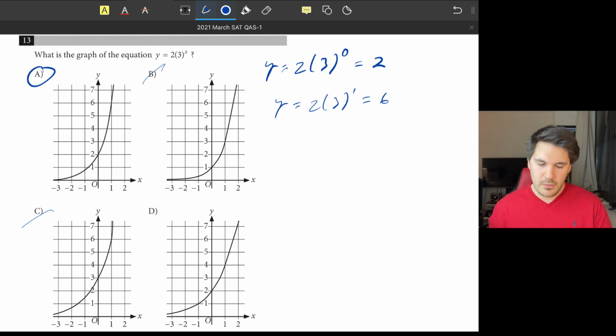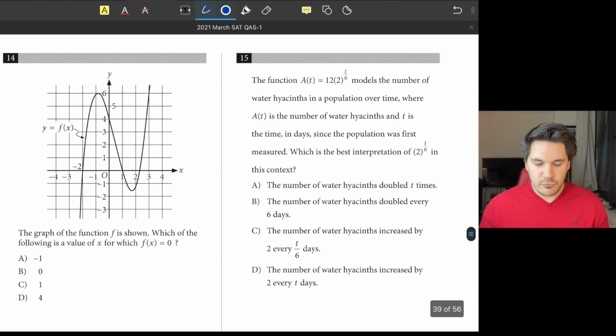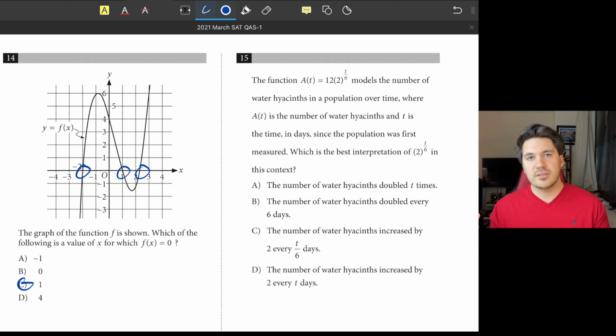Cool. Okay, now we move on to number 14. The graph of the function f is shown. Which of the following is the value of x for which f of x is equal to 0? Basically, the question is just asking for which value of x is y equal to 0, because f of x is the same thing as y. It's just specifying that you're looking for the value of y at some value of x. So looking at it, it looks like it's going to be right here at x equals -2, at x equals 1, and at x equals 2 point whatever. Let's see which answer choice we have. We've got 1, C. So the answer to 14 is C, that's it.